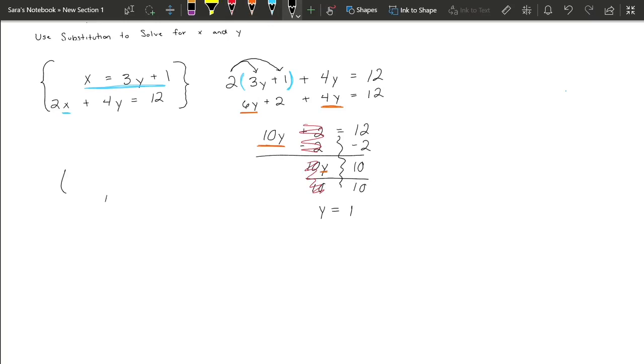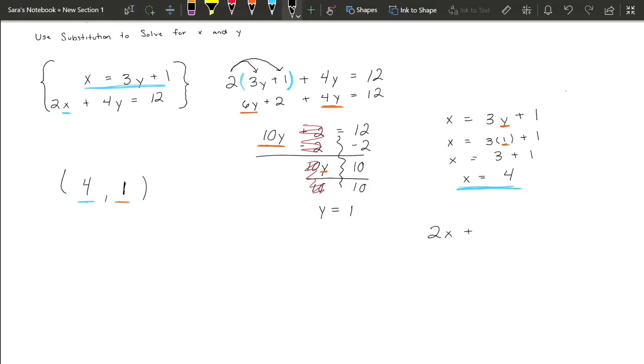y equals 1. Now we will solve for x by plugging our y value into our first equation, x equals 3y plus 1. We will rewrite this equation as x equals 3 times 1 plus 1. 3 times 1 is 3, plus 1, x equals 4.